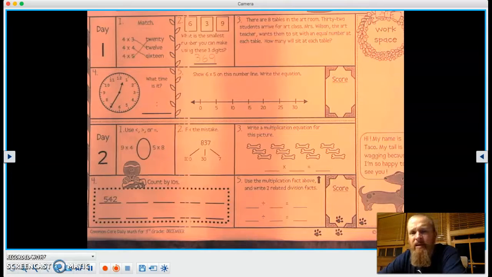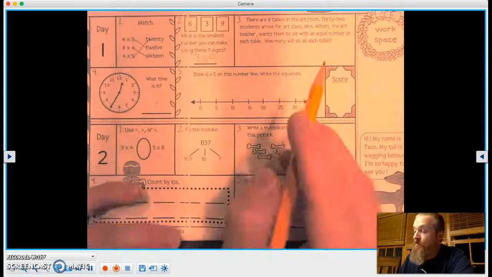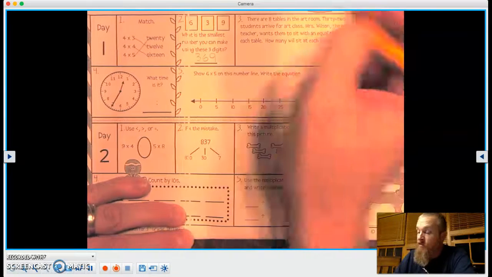So how many times does 8 go into 32? 8, 16, 24, 32. 8 times 4 equals 32. So there would be 4 students at each table.